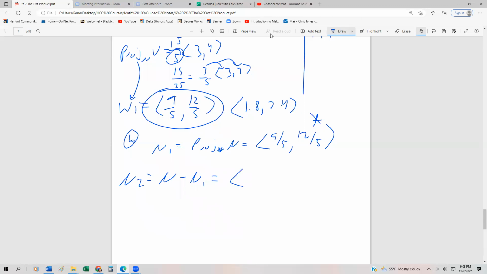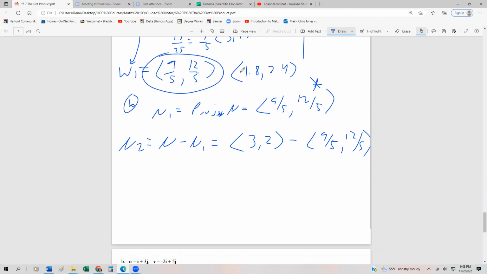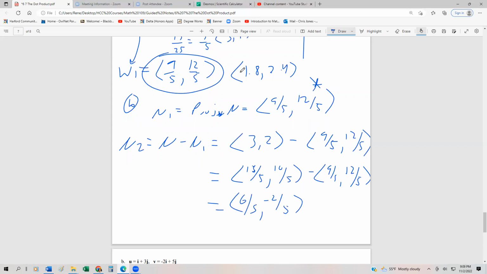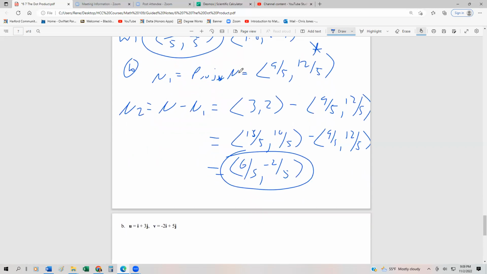In this case, remember U was 3 comma 2, and we're going to subtract from that 9/5 comma 12/5. If I get a common denominator, that's 15/5 and then 10/5 minus 9/5 comma 12/5, which is 6/5 comma negative 2/5. That's going to be the orthogonal vector. As a decimal, that's 1.2 comma negative 0.4.